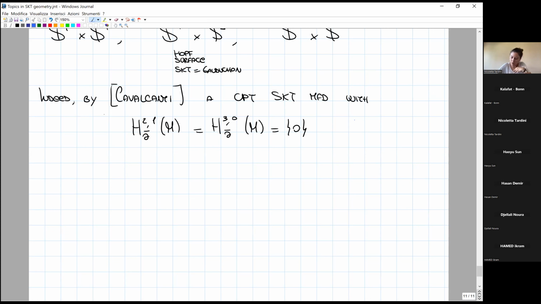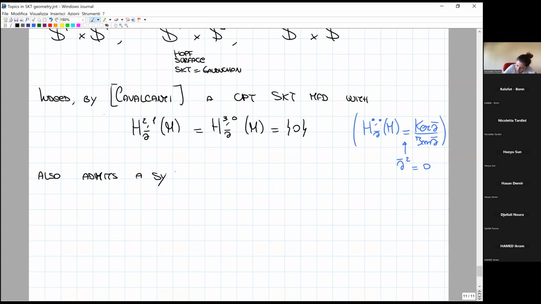where, let me recall that the Dolbeault homology is a bigraded homology that you can define on the manifold using the operator del bar, and it's the quotient of del bar closed forms over del bar exact forms. So it's the kernel of del bar over the image of del bar. And it's well defined because the del bar operator is a differential operator that squares to zero. So if you have an SKT manifold with this special Dolbeault homology, then it also admits a symplectic structure.